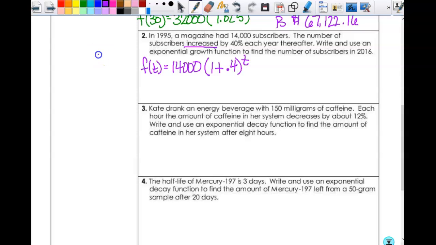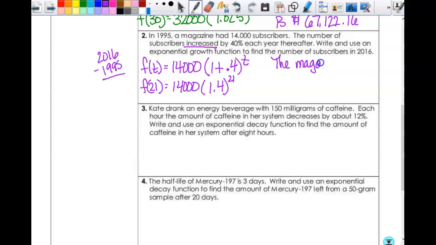So if you do 2016 minus 1995, you get f of 21 is equal to 14,000 times 1.4, oh, that's a 5, my goodness, 1.4 to the 21st power. Is it a pretty big number?